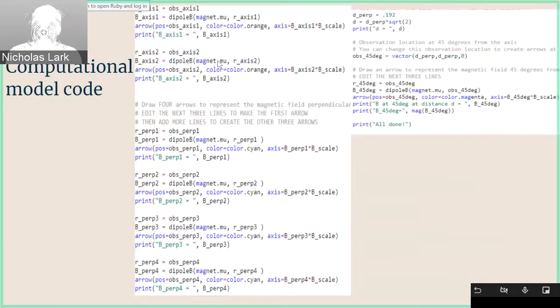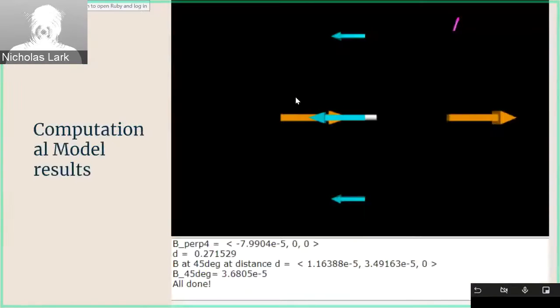Here I'm creating the arrows for these so you can see them in the computational model. Basically just cycling through the function with each new observation location value. And then we do this again for the magnetic field at 45 degrees at the very end. And you can see here the values we took from the spreadsheet are also put into the code. Here's what the computational model looks like at the end.